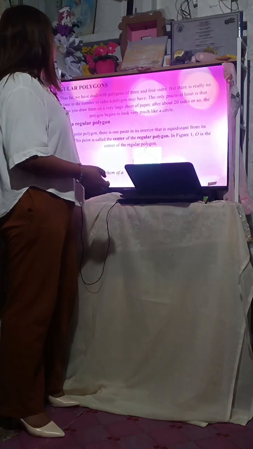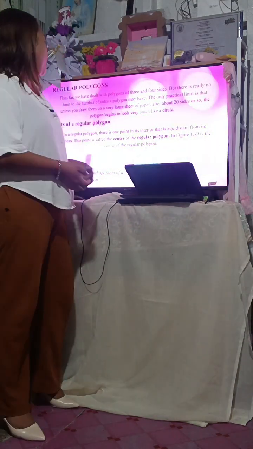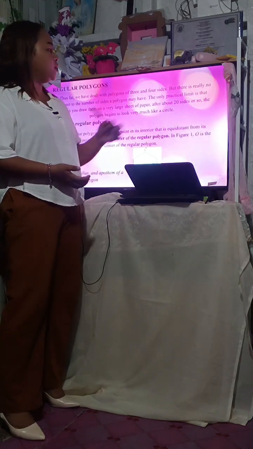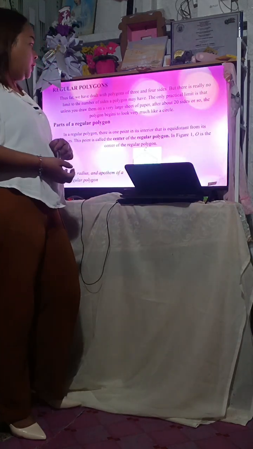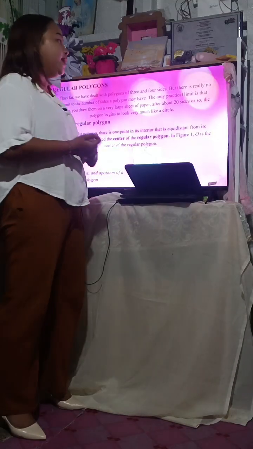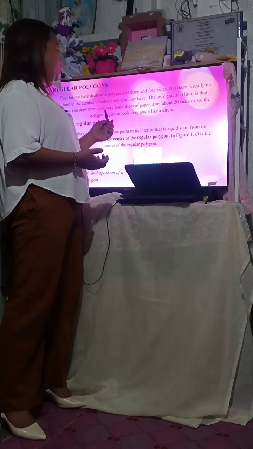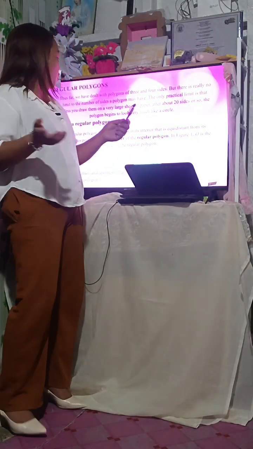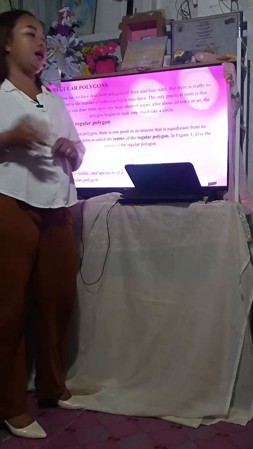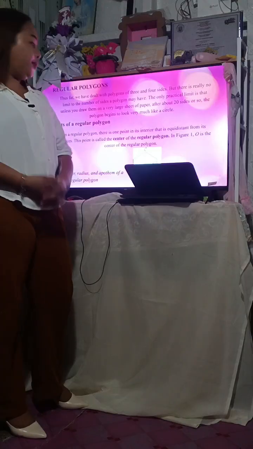So let's proceed. The next is the regular polygons. Thus far, we have dealt with polygons of 3 and 4 sides, but there is really no limit to the number of sides of a polygon. The only practical limit is that unless you draw them on a very large sheet of paper, about 20 sides or so, the polygon begins to look very much like a circle. So, parts of the regular polygon.